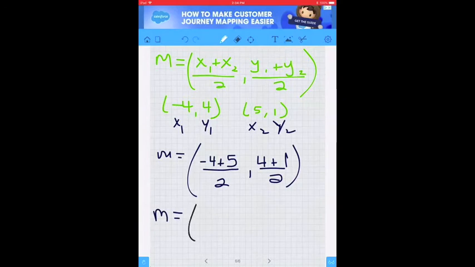-4 plus 5 is going to give me a +1, right, over 2, and we can actually leave that as 1/2. And then 4 plus 1 equals 5 over 2, and we can leave that as 5/2 if we really want to, but it might be nice just to kind of simplify that a little bit. So I've got 1/2, comma, running out of space here, 5/2 is actually going to be 2 and 1/2.